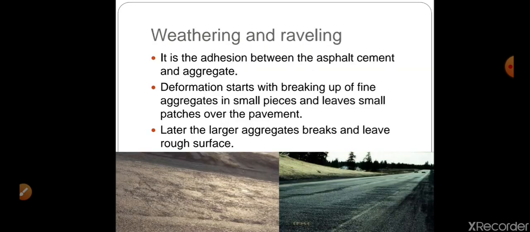Next is weathering and raveling. It is a loss of adhesion between the asphalt cement and the aggregate. Deformation starts with the breaking up of the fine aggregate into small pieces and leaves small patches over the pavement. You can find them here. These are the small patches which are left on the pavement surface. Later, the large aggregates break and leave a rough surface.